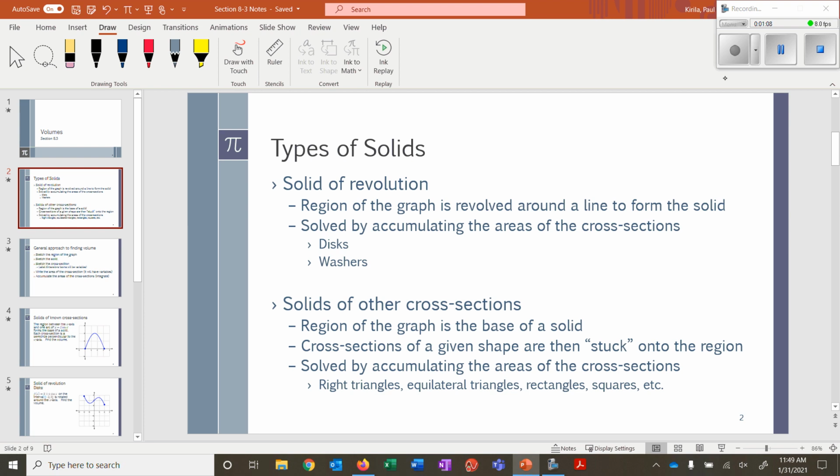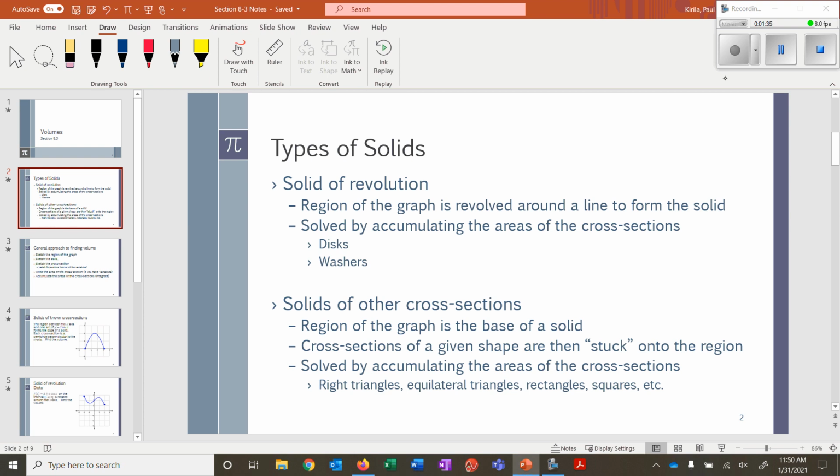The other is when we have solids of other cross sections, or sometimes you'll see it called solids of known cross sections. So we still have a region on a graph, but instead of being revolved, that's going to be the base of our solid, and a given cross-sectional shape is going to be stuck onto that region. So we have to think of it as it's popping out of our coordinate plane.